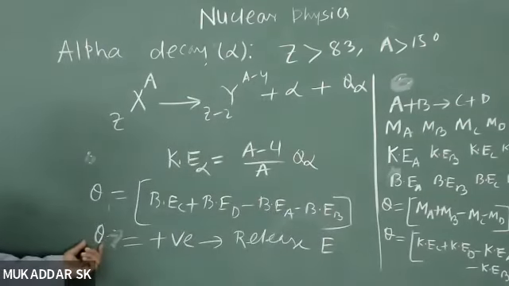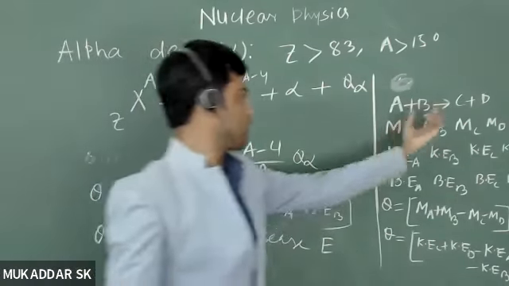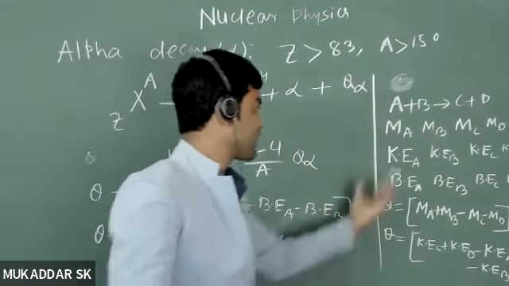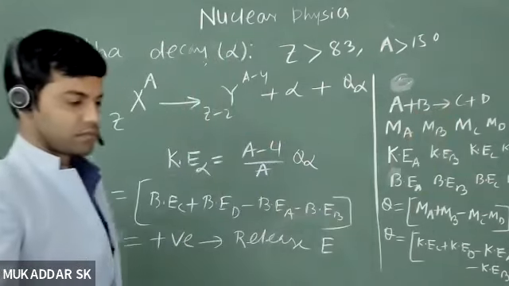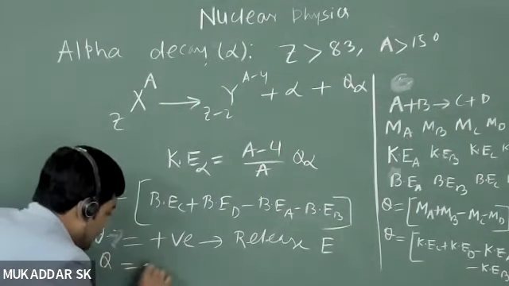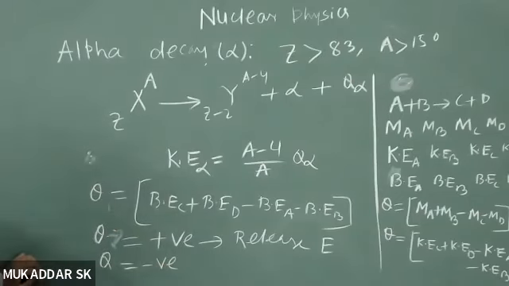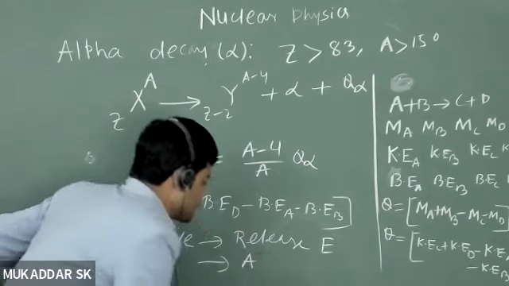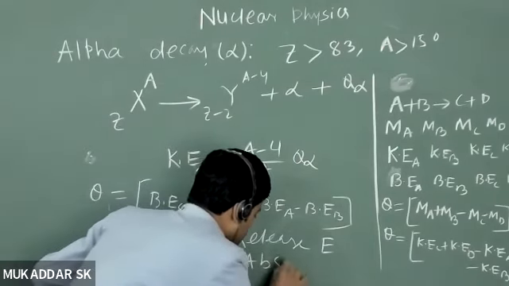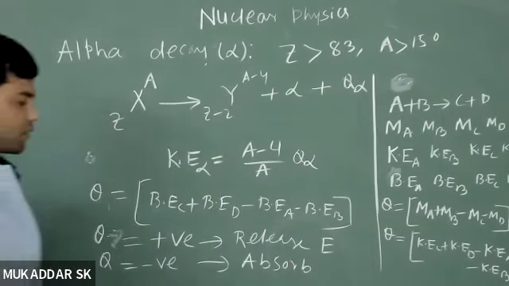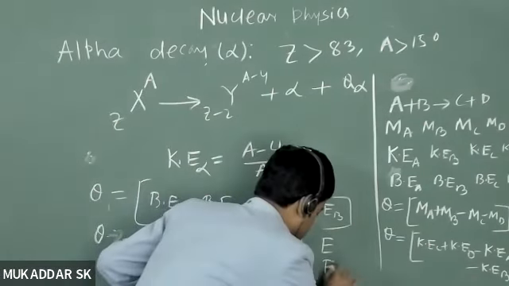If you are getting a Q value in any nuclear reaction that is positive, it means there will be release of energy in that nuclear reaction. Or if you are getting a Q value that is negative, it means you have to supply some energy to make this nuclear reaction.